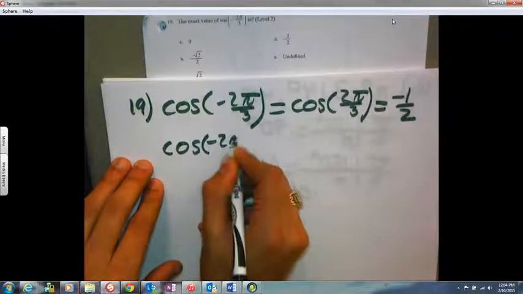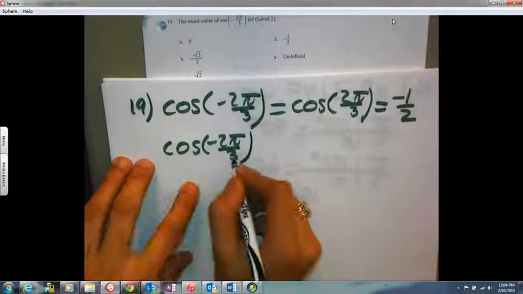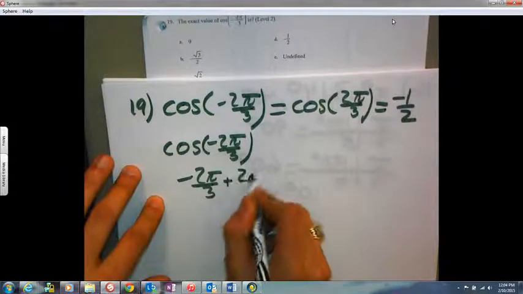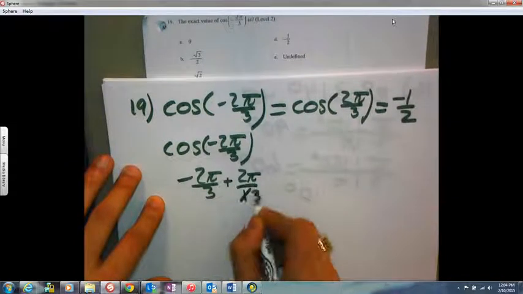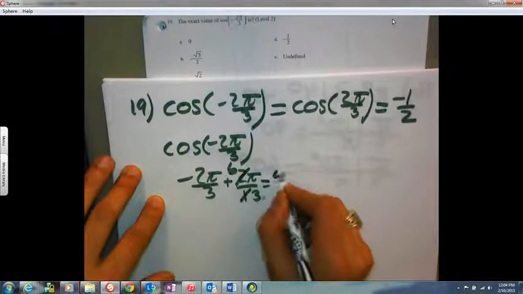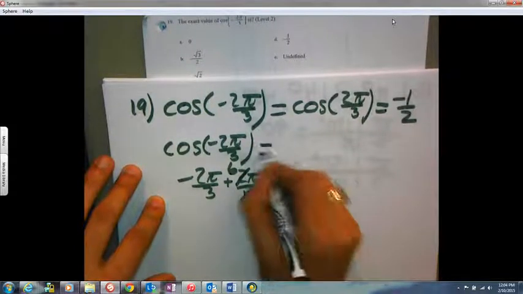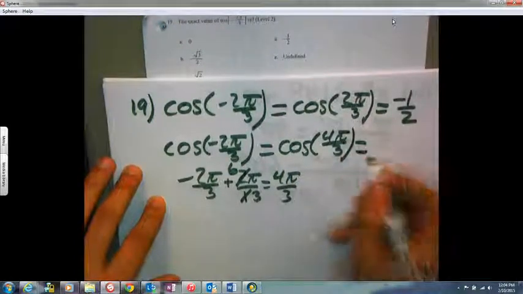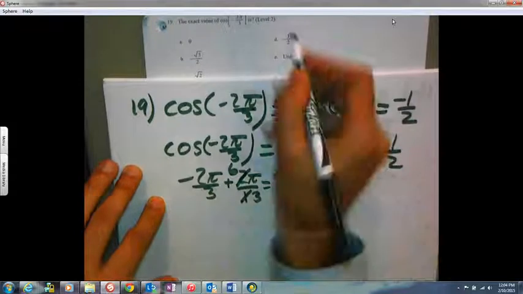Add 2 pi, because this is a negative angle. So you have negative 2 pi over 3 plus 2 pi over 1. You want this to become 3 and 6. So 4 pi over 3. So this is the same as cosine of 4 pi over 3. The cosine of 4 pi over 3 is also negative 1/2.